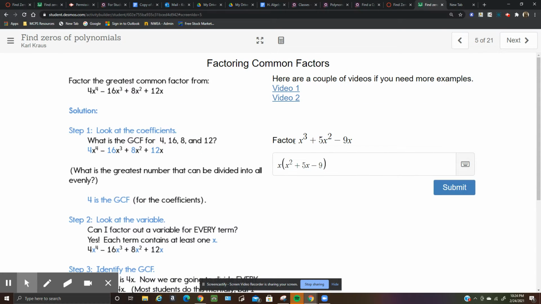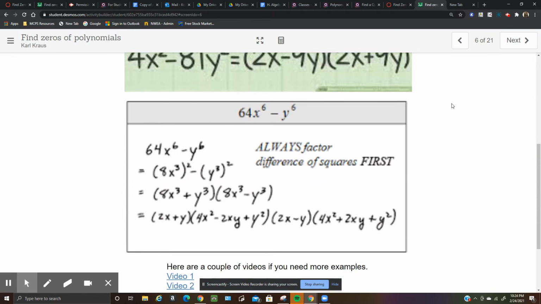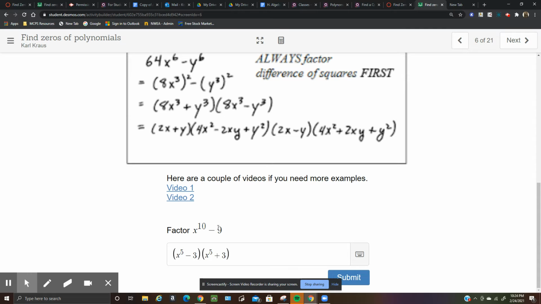The greatest common factor is x here. So when you divide out x, x cubed divided by x is x squared. 5x squared divided by x is 5x. Negative 9x divided by x is negative 9. Slide 6 is the difference of squares. Square root of x to the 10th is x to the 5th, and square root of 9 is 3. And then put a plus and a minus.